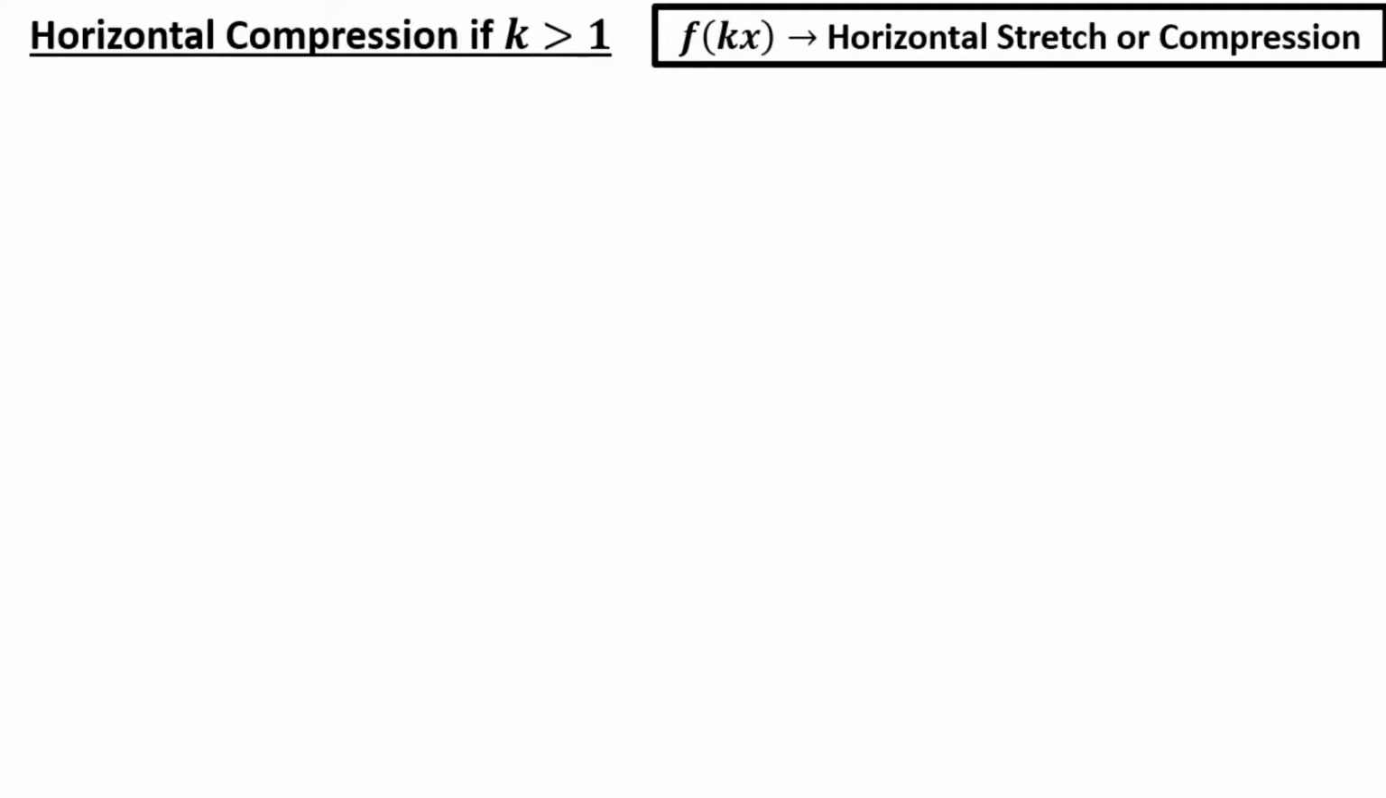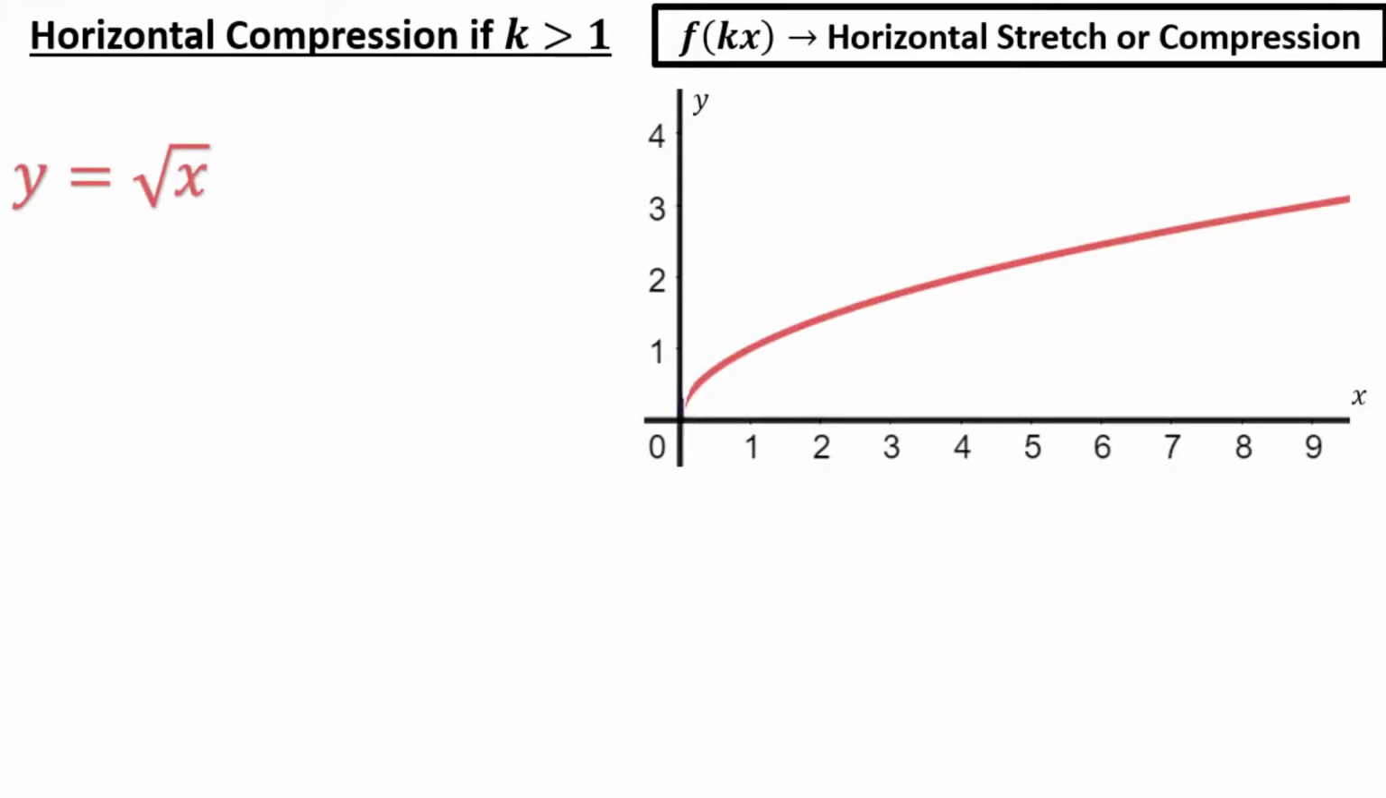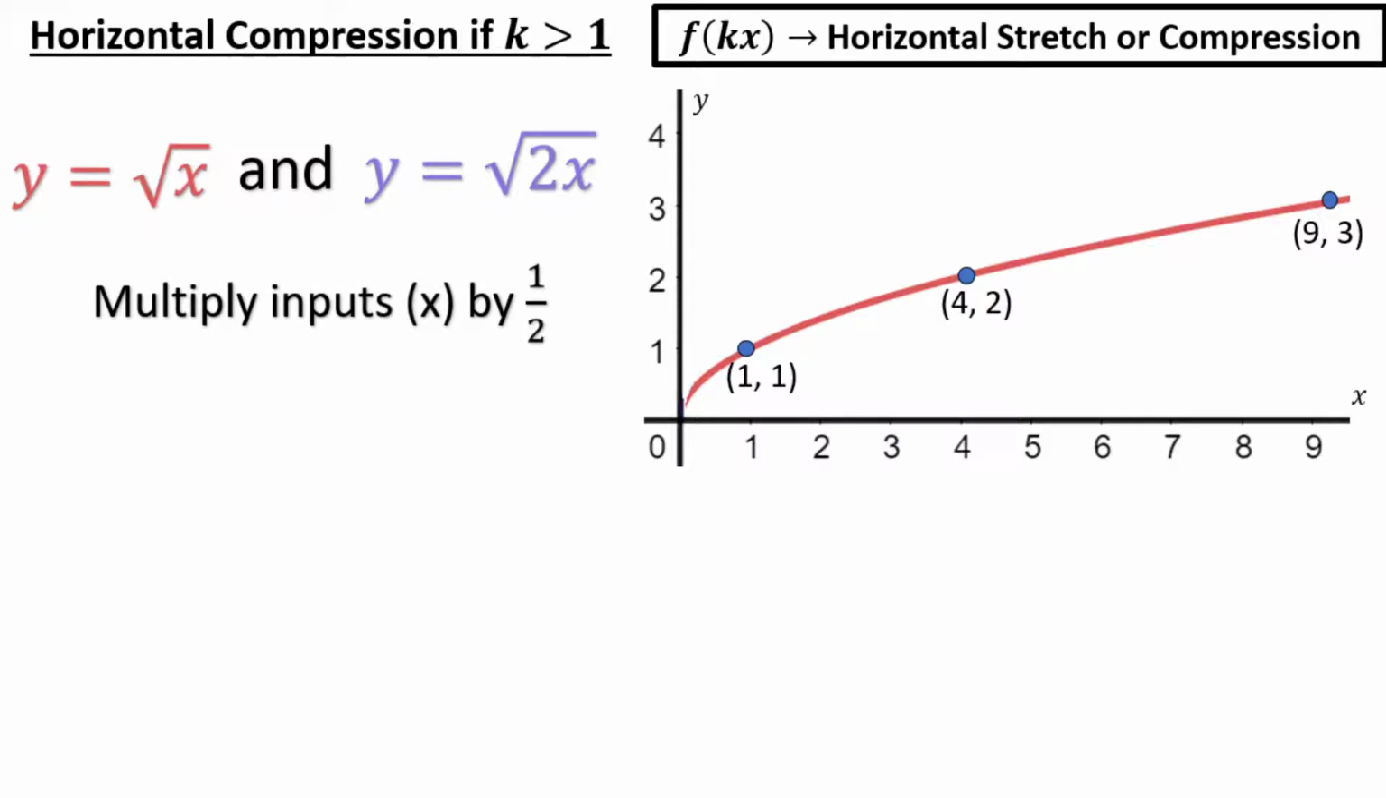For example, here is the parent function for y is equal to the square root of x, with our normal key points. If we have a coefficient of 2 on x, that means all of our x values should be multiplied by not 2, but actually the reciprocal of 2, which is 1/2.